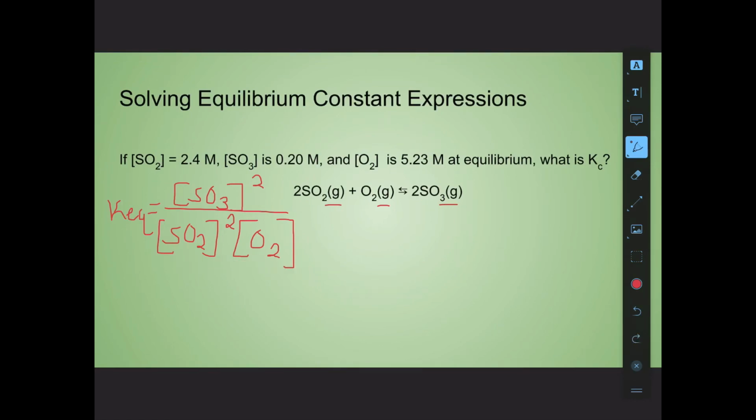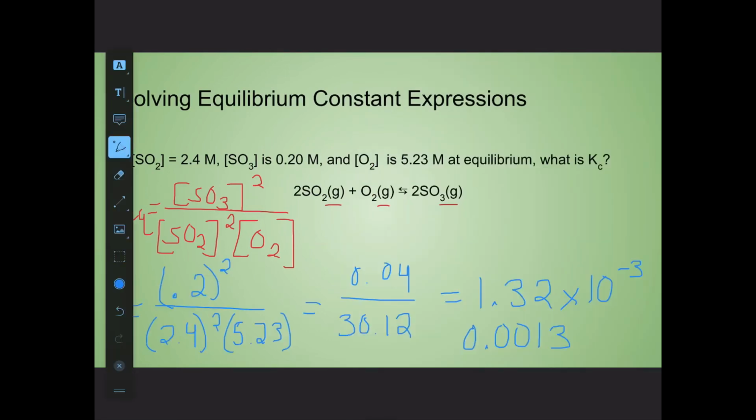Multiplied together. So I'm going to go ahead and solve this one really fast. I'll just jump to the end of the problem where you can see my work and my answer. My answer here is either 1.32 times 10 to the negative third or 0.0013, which these are the same number right here. One is just in scientific notation. And that's how you solve equilibrium constant expressions.